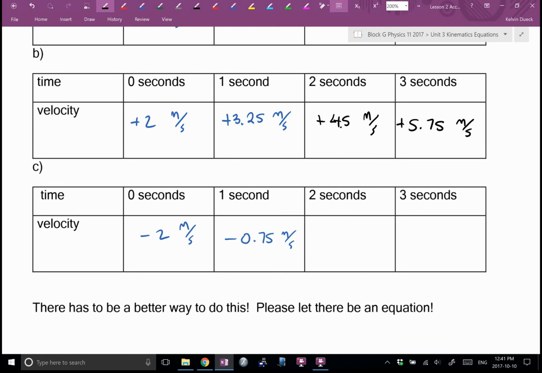So here's the real question. This is the trickier one. After 2 seconds, how fast will I be going in situation C? I'll give you one hint. Yeah, Ibrahim. 0.5. Is he right? 0.5?